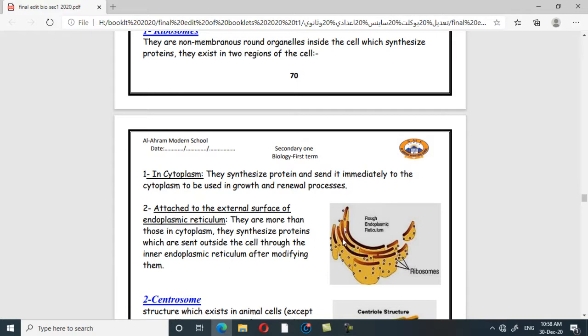If the endoplasmic reticulum has ribosomes, it's called rough ER, and if it doesn't contain ribosomes, it's called smooth endoplasmic reticulum. So if the ribosome is attached to the ER, its function is to make protein. But if it's free inside the cytoplasm and didn't attach to the endoplasmic reticulum, its function is to make the proteins of the cytoplasm.